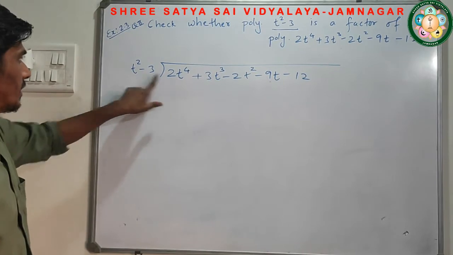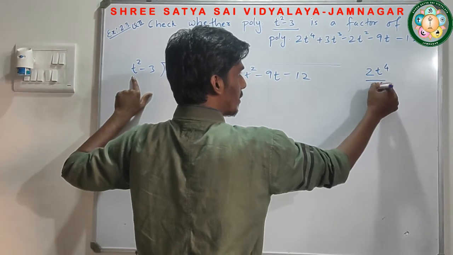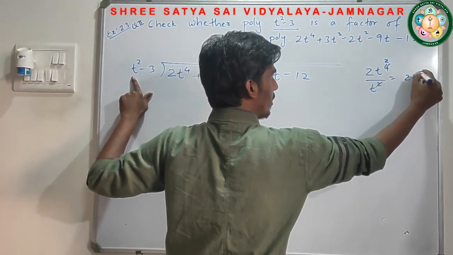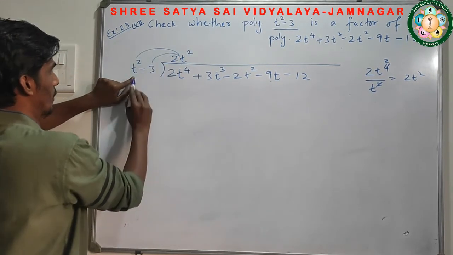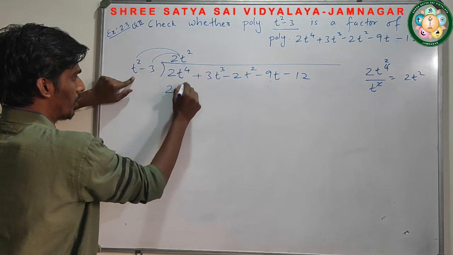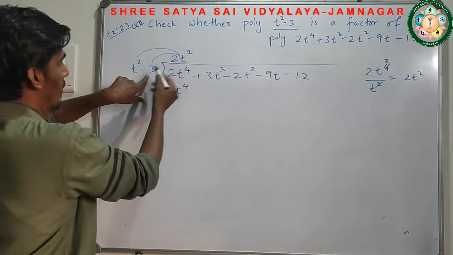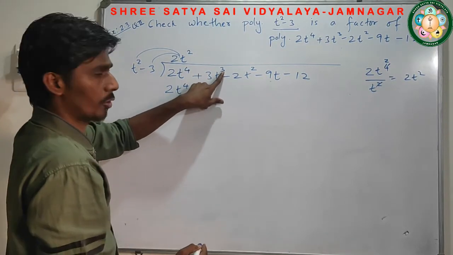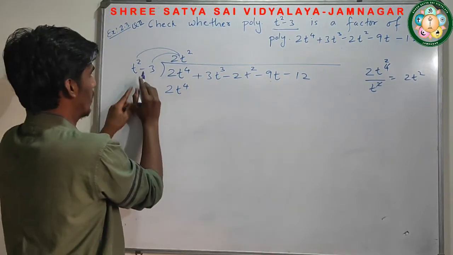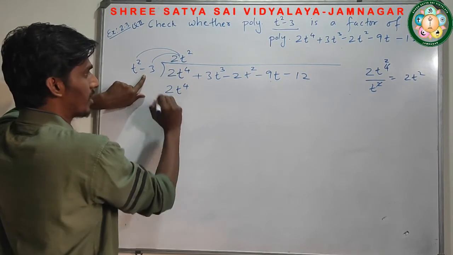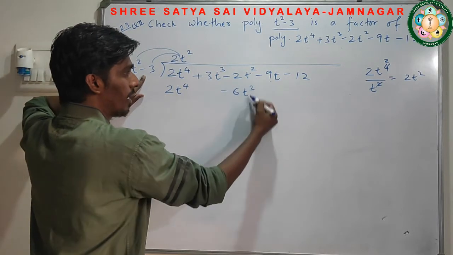Now the first term of this divided by this first term. So 2t raised to 4 upon t square. T square will cancel this 2. So I get 2t square. So write down here 2t square. Multiply both the terms, t square into 2t square, 2t raised to 4. Minus 3 into 2, 3 2s are 6t square. And here the term is t cube. We can't write any square term below the t cube because we have to write like term under like term. So I am going to write here minus 6t square because these both are like terms.